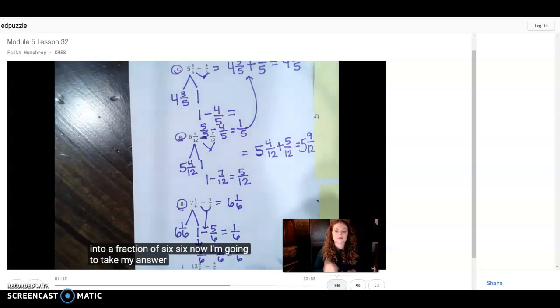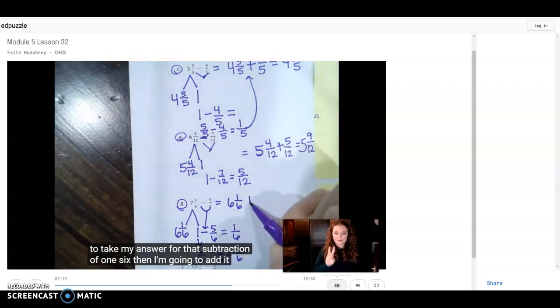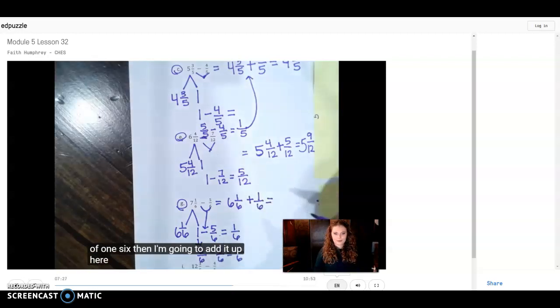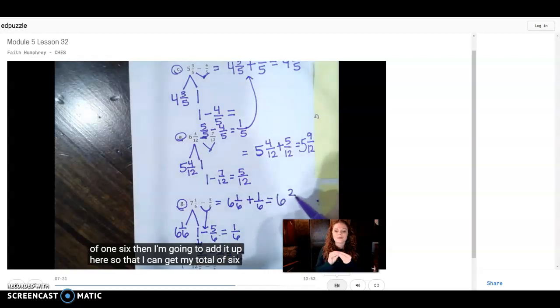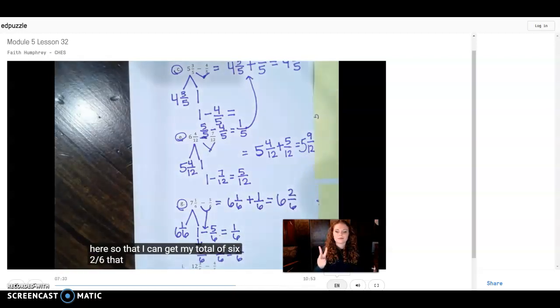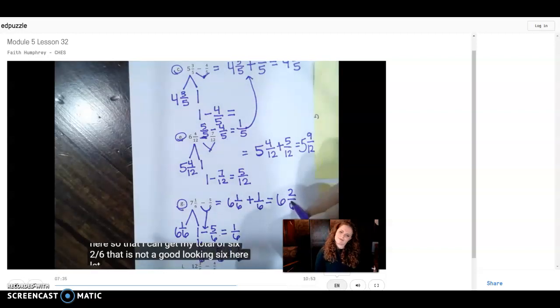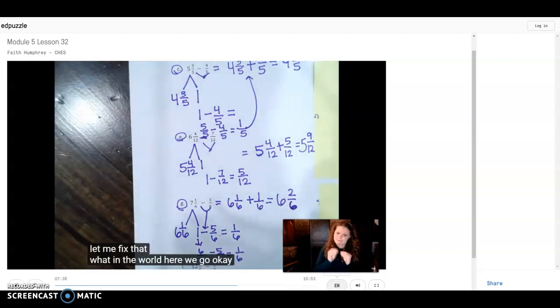Now I'm going to take my answer for that subtraction of 1/6, and I'm going to add it up here so that I can get my total of 6 2/6. That is not a good looking 6 here. Let me fix that. What in the world? Here we go. Okay.